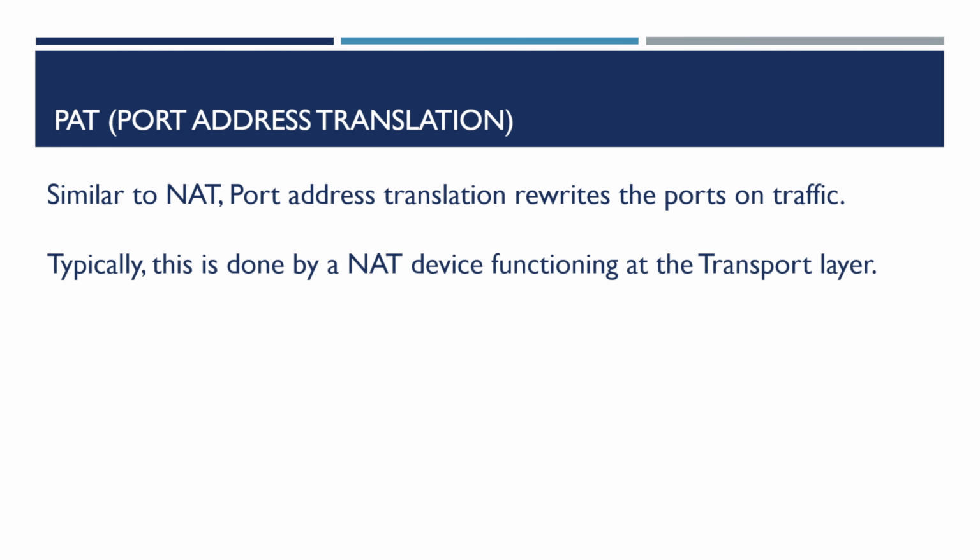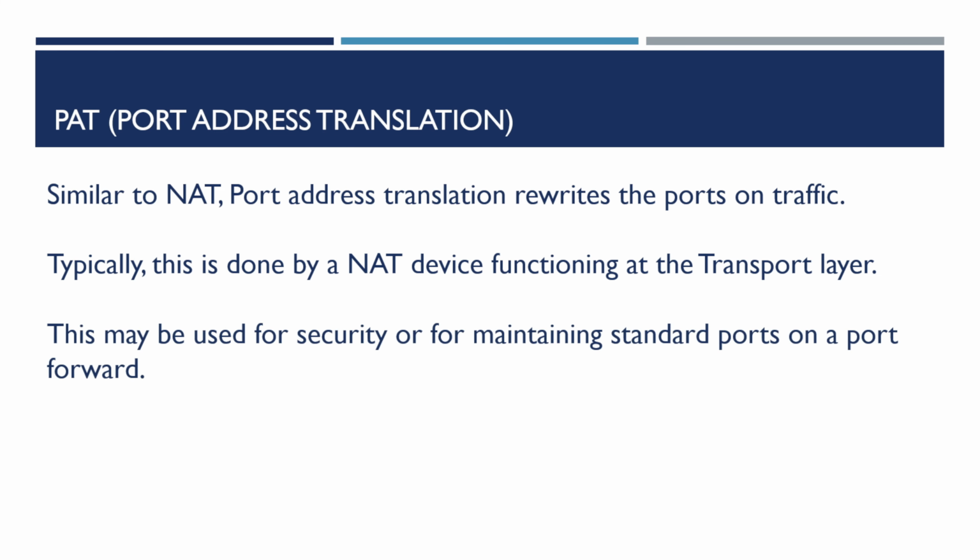Typically, this is done by the NAT device functioning at that layer, the transport layer. This may be used for security or for maintaining standard ports on a port forward. Essentially, a request might come into port 443 on your public address, and you're going to rewrite it to 8443 as it heads down and hits your actual web server behind a NAT device or behind your PAT device.